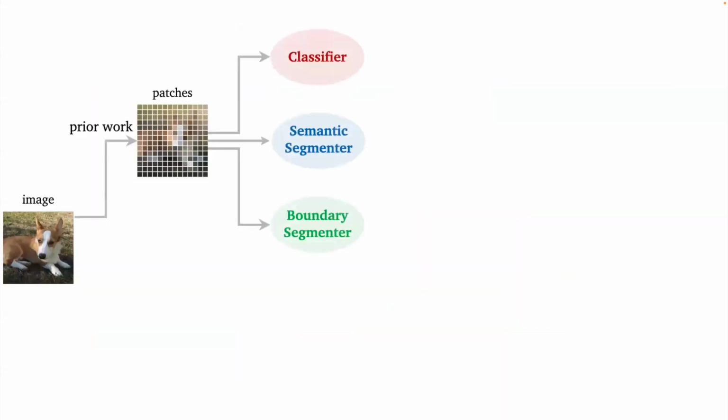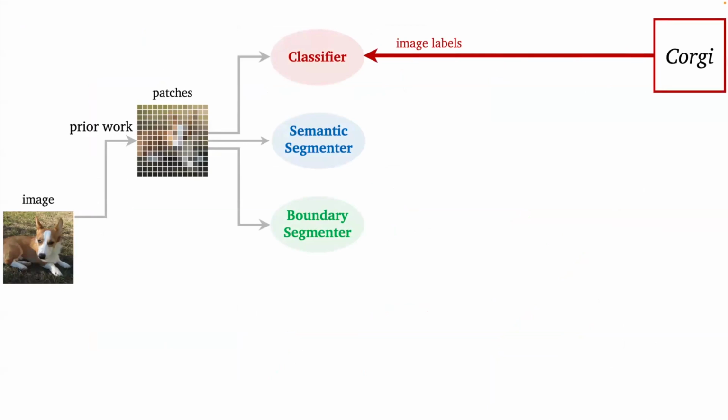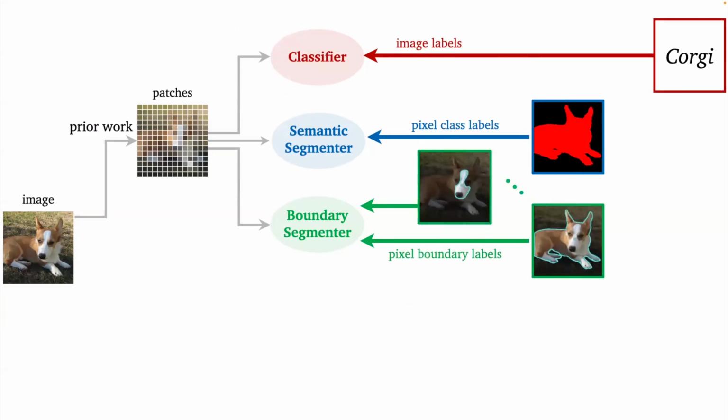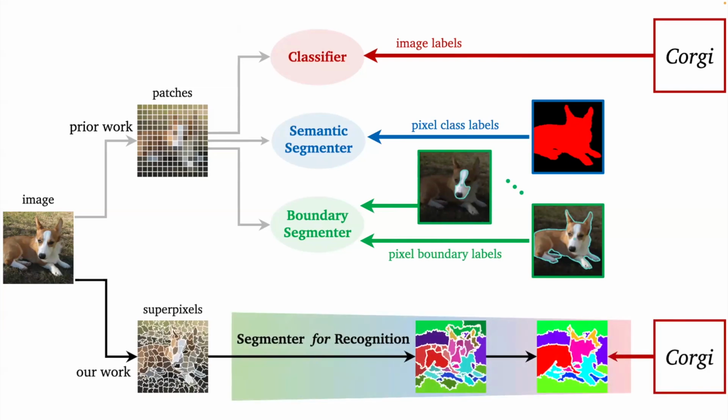Okay, so prior work: take an image, you have recognition treated as a classifier, you have semantic segmentation, you have boundary segmentation. All different tasks, different models. All supervised learning. Recognition, you have image labels. Semantic segmentation, you have pixel-wise labels. Boundary segmentation, you have boundary labels. Our model, one, has it all.